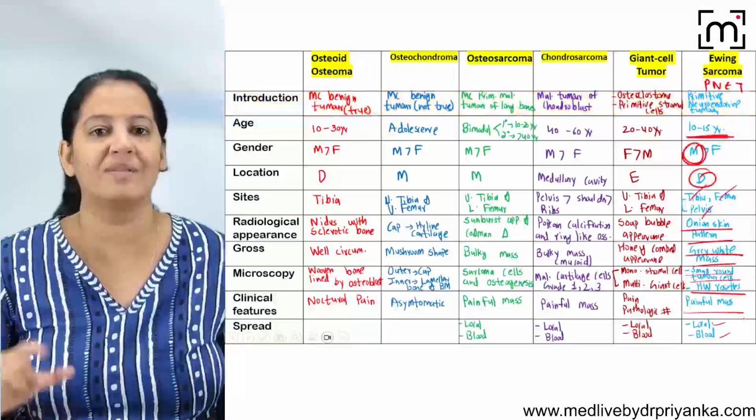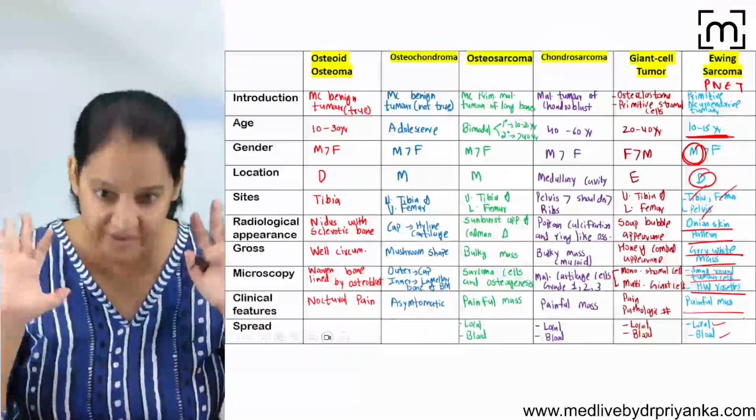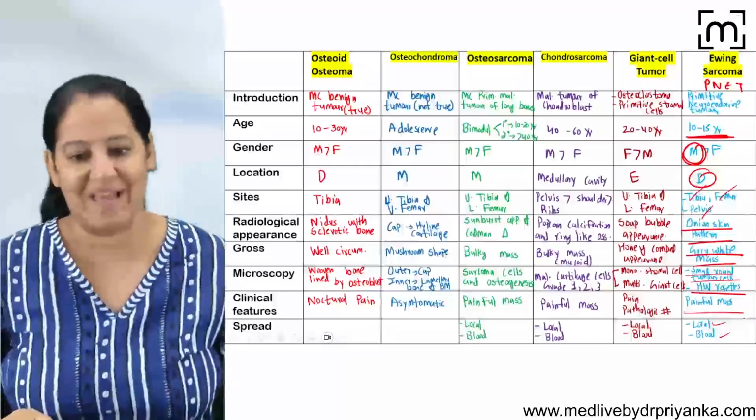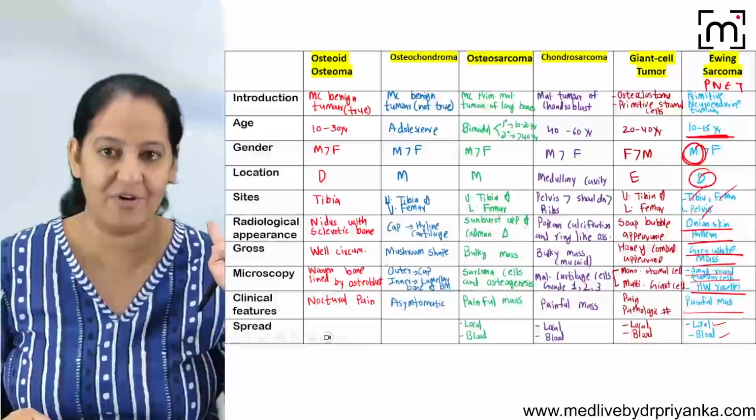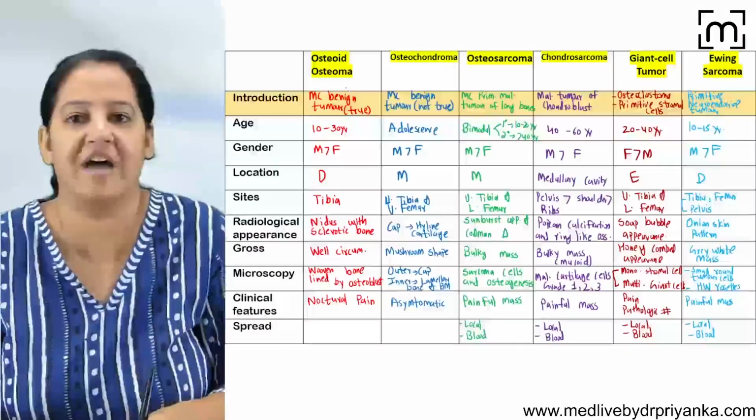So we are done with all 6 types of bone tumors. I hope you understood it well. Now we will revise this table comparing all 6 together. You can see the 6 types of bone tumors in front of them. Now see the introduction of all of them.